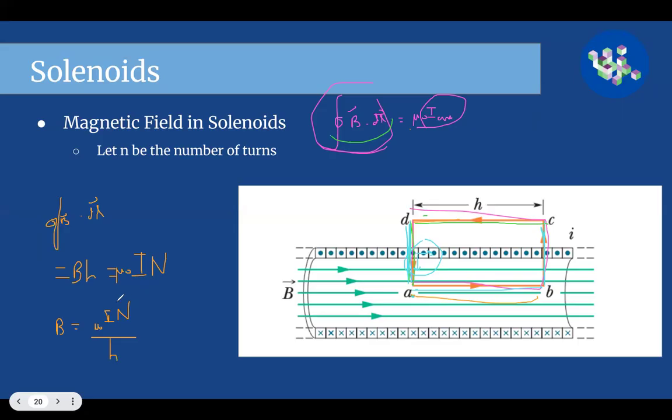Now, what is big N divided by H? Well, notice that this is constant. Big N over H, we'll call that small n, which is just the density of the current loops. So it's just the number of current loops, or the number of turns in your solenoid per unit length, the number of turns per length. And that's constant no matter what path we choose, because small n is just a property intrinsic to the solenoid that you're looking at. So then we're just getting B equals mu zero I times n.